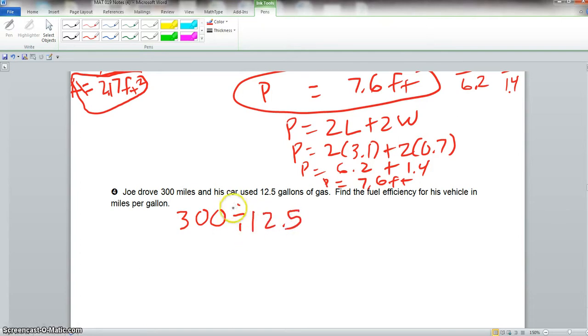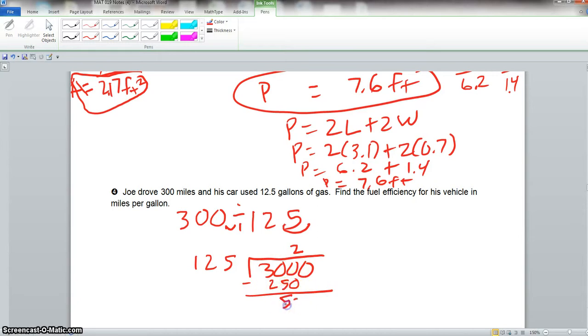Now, after the division sign, this decimal, we'll move one decimal place to the right to make this a whole number, and we'll move this decimal one place to the right. So we will have 125 going into 3,000. Now, 125 goes into 300 two times. 2 times 125 is 250. 300 minus 250 is 50.